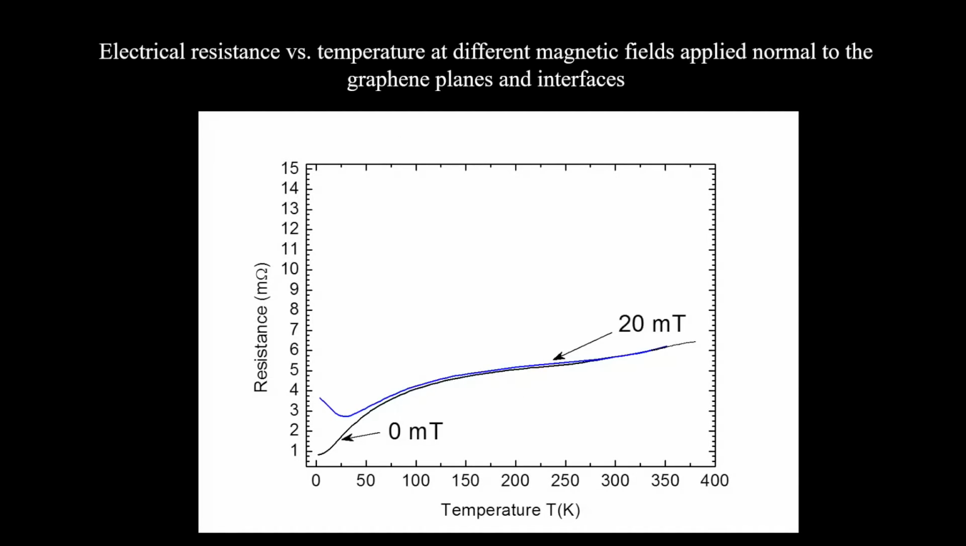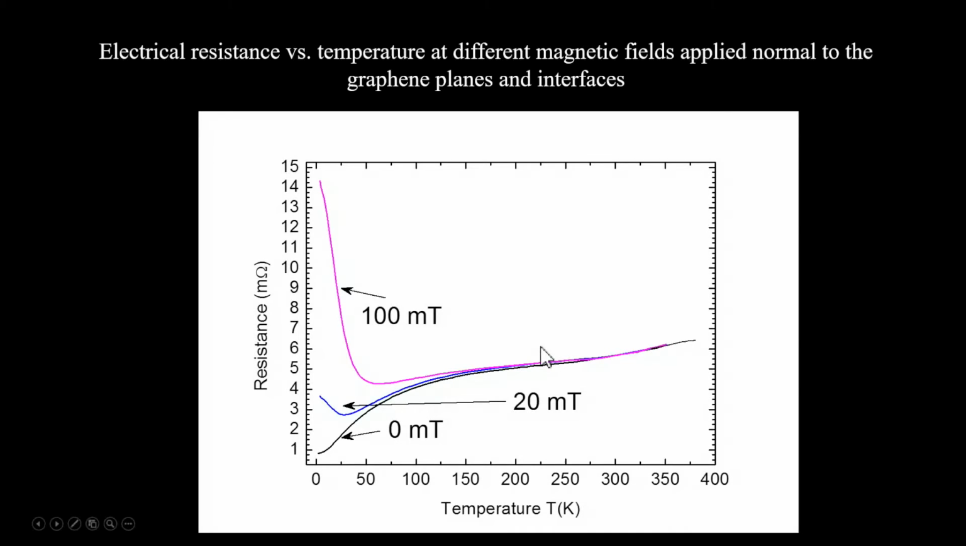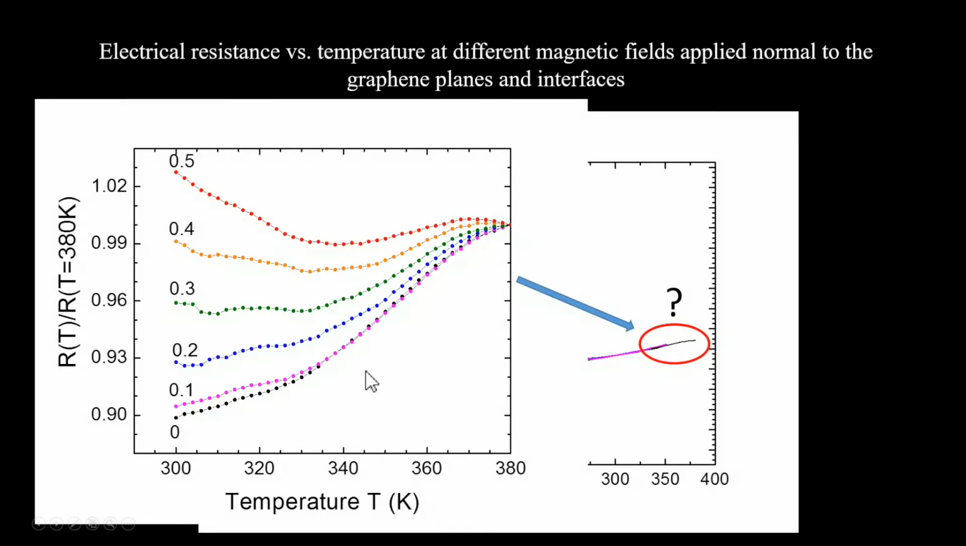For a magnetic field applied normal to the graphene planes and interfaces, we see the typical giant metal-insulator transition, which in this crystal is especially large. We are interested in the region above 300 Kelvin. Measuring not in sweeping mode, but waiting at each point 5 to 10 minutes for equilibrium, we identify a clear transition in the resistance, here shown normalized by its value at 380 Kelvin.